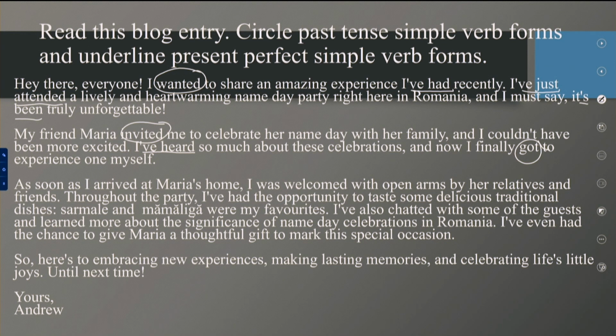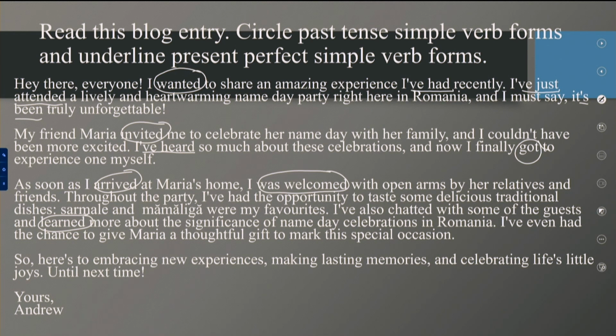Which ones would you like to start with? The past tense or the present perfect forms? Let's start with the past tense because there are a lot of verbs. All right. Arrived. Mm-hmm. Was welcomed. Very good. Learned. Yes, learned more. And I think that's it.